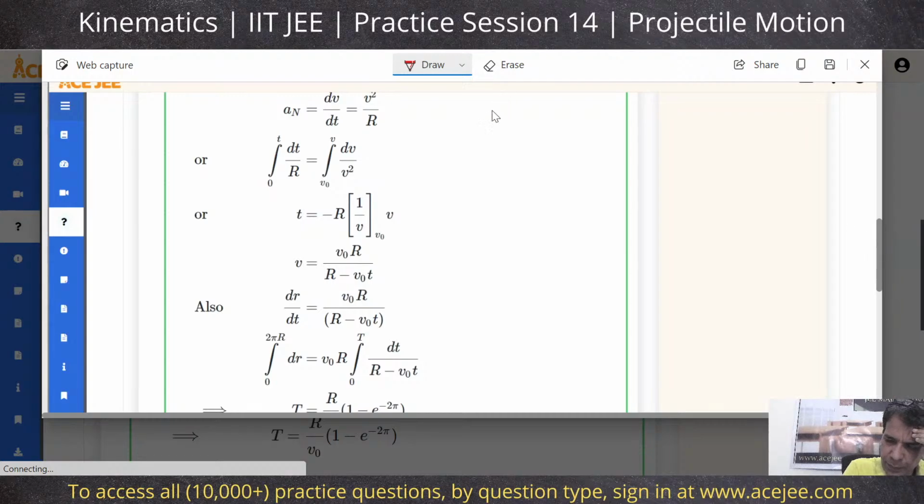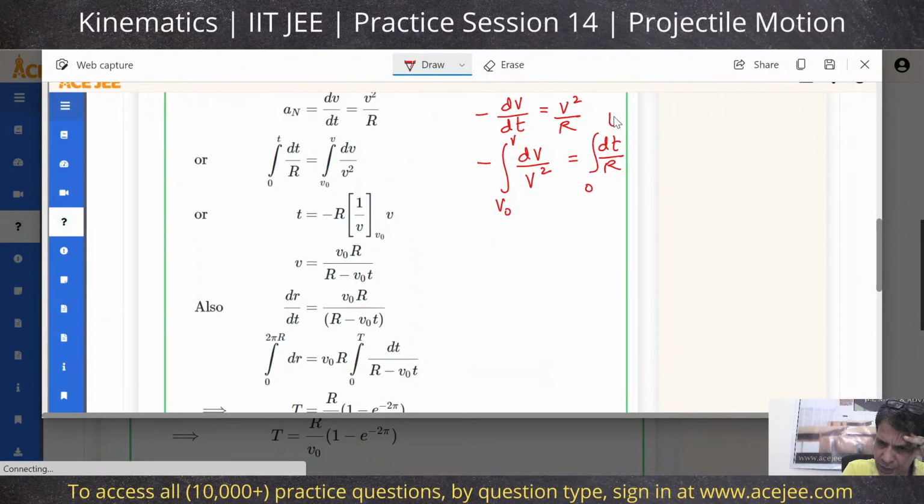We'll do it side by side. What I wrote was minus dv by dt, because v is actually reducing, so dv is negative. That's why the minus sign. This is equal to v squared by r. So if we integrate, we get minus dv by v squared, going from v0 to some v at time t, is equal to dt by r, integral from 0 to time t. So the integral of dv by v squared is minus 1 by v.